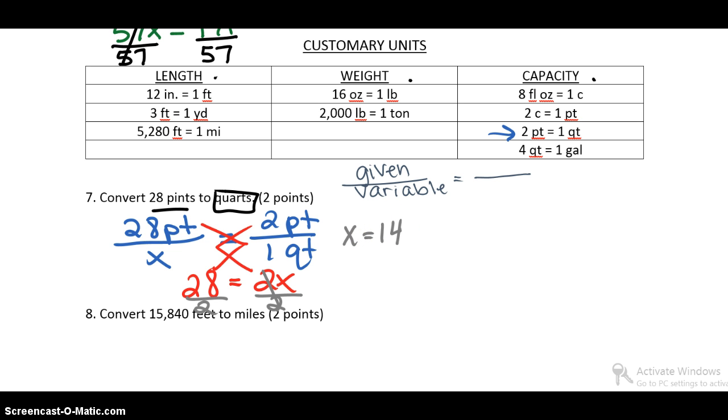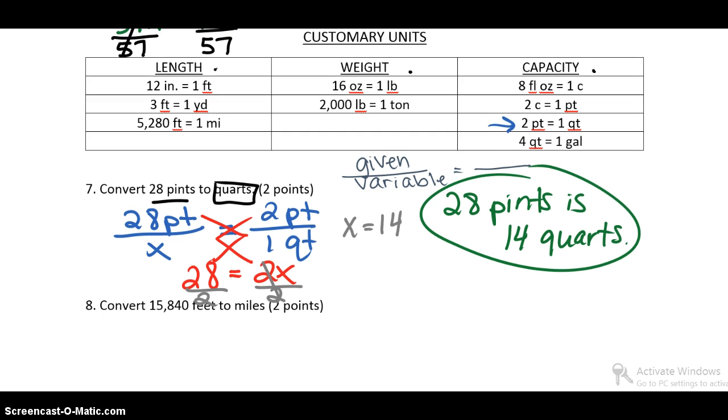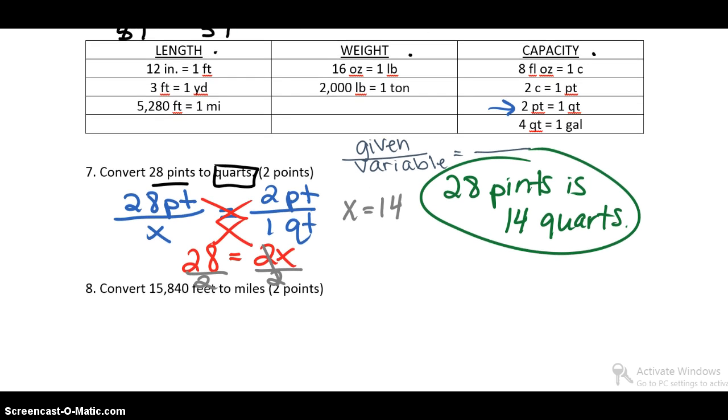But for our final answer, we want to state this in a statement. I'm going to write a sentence for this. So we're going to start 28 pints is 14 quarts. And we're done with that one there. That's our final answer.